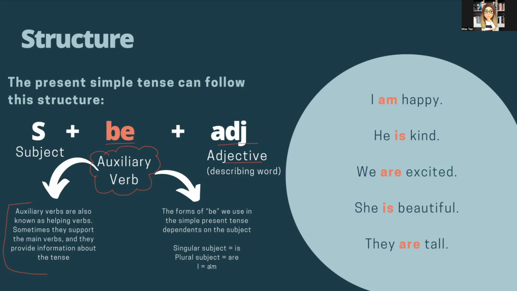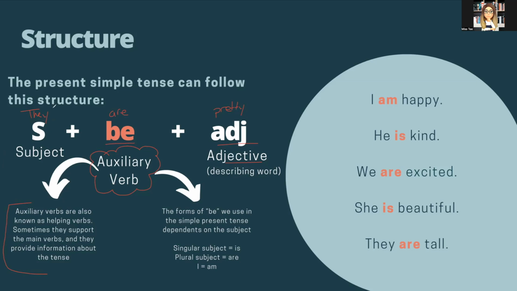However, it's different when it's plural. We're going to use are. So we can say they are, then we can say pretty, beautiful, whatever. That's our adjective. They are pretty. Now, because this is plural, we're going to use are.